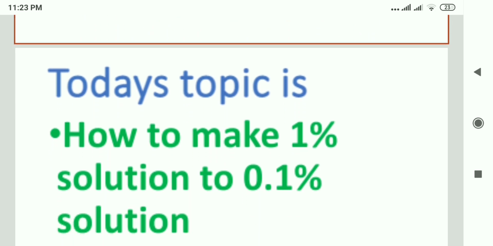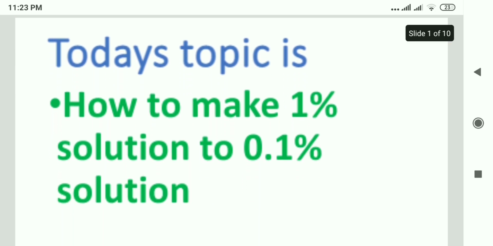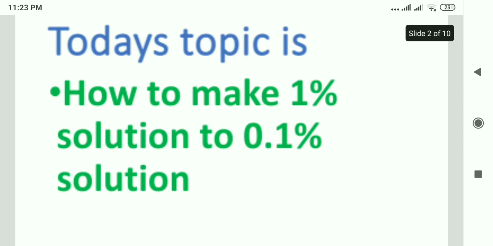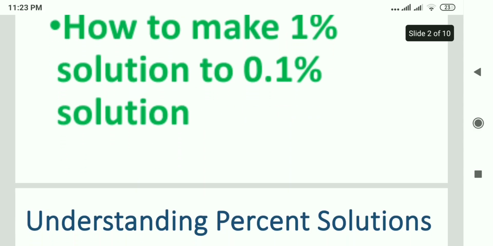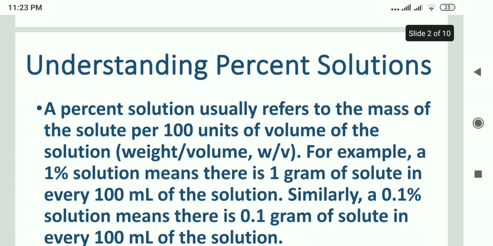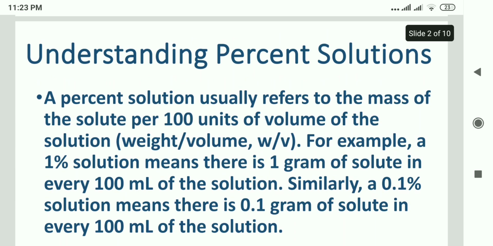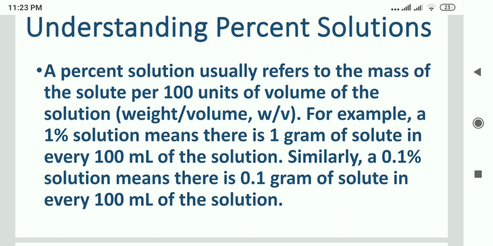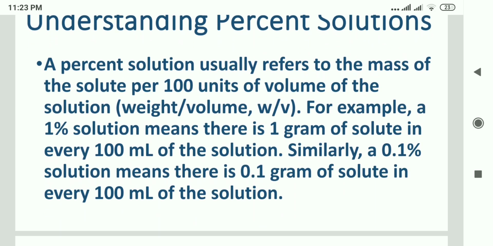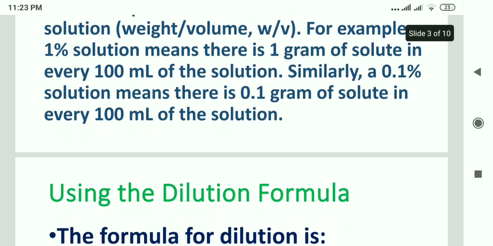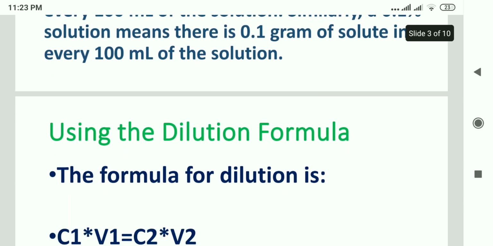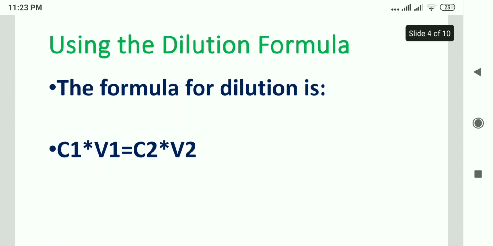Today's topic is how to make a 1% solution into a 0.1% solution. Understanding the percent solution: a percent solution usually refers to the mass of the solid per 100 units of volume of the solution, so weight by volume. For example, a 1% solution means that there is 1 gram of solute in every 100 milliliters of solution. Similarly, a 0.1% solution means that there is 0.1 gram of solute in 100 milliliters.